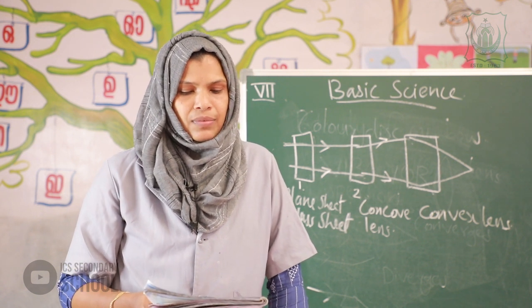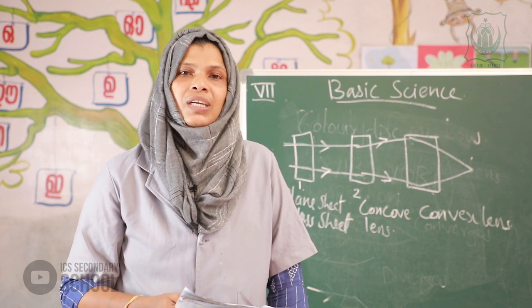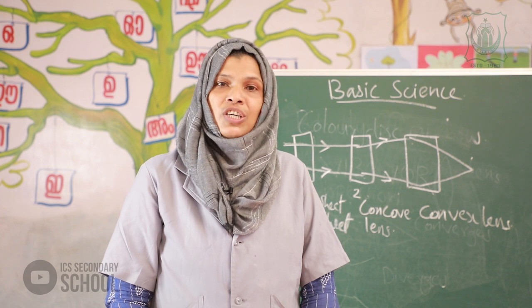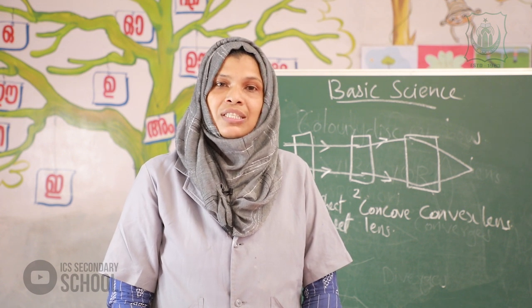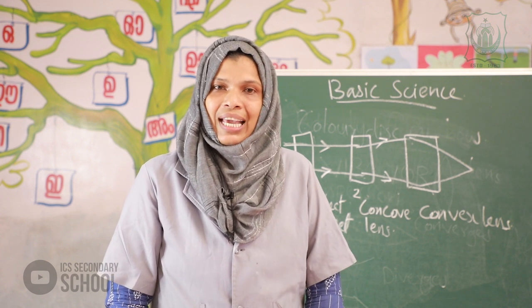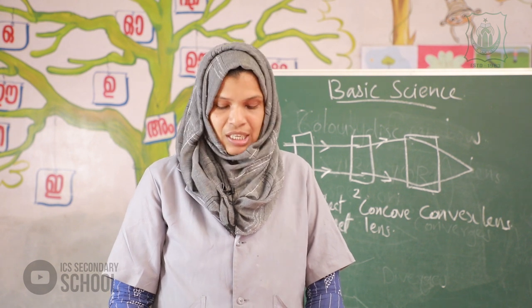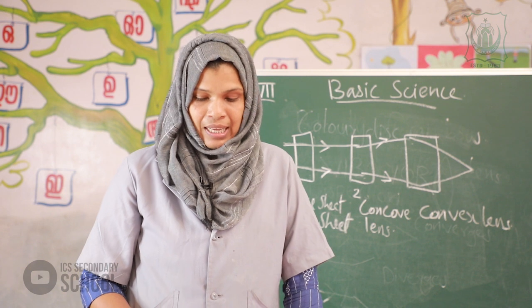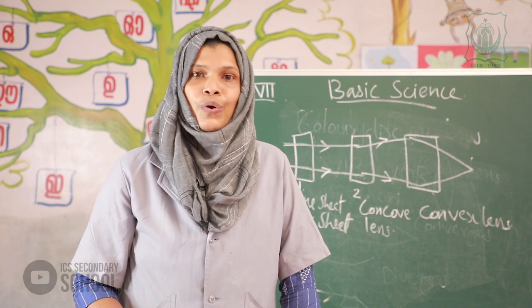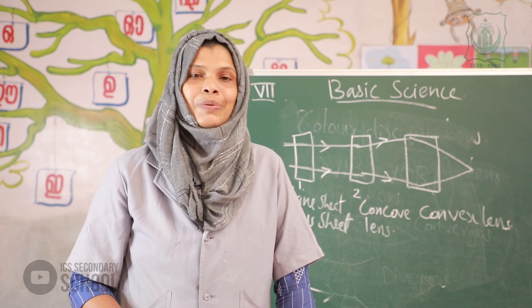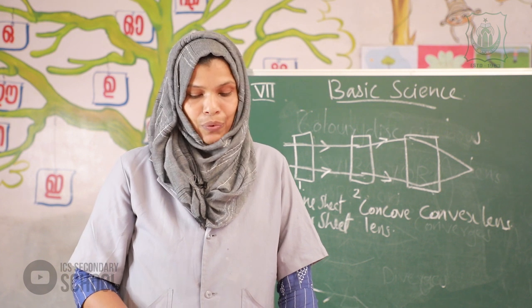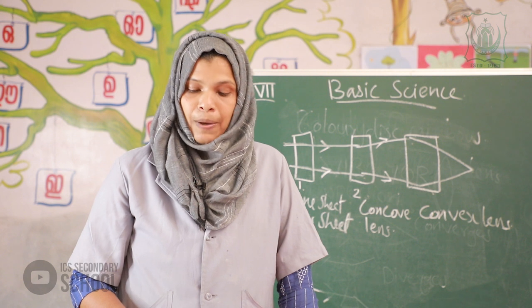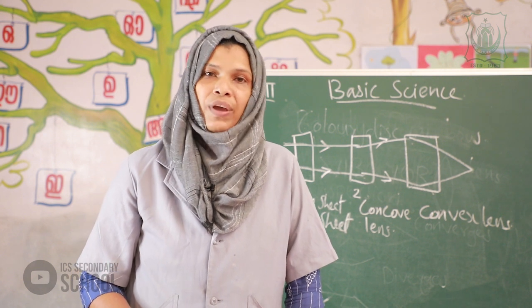Next one, dispersion. What is meant by dispersion? The splitting of white light into its component colors is known as dispersion. Dispersion, prism, and a rainbow is formed. Dispersion takes place in a rainbow. The last one, image, mirror, see face.